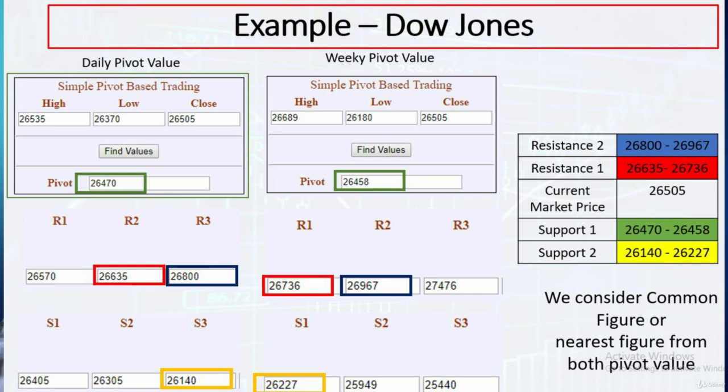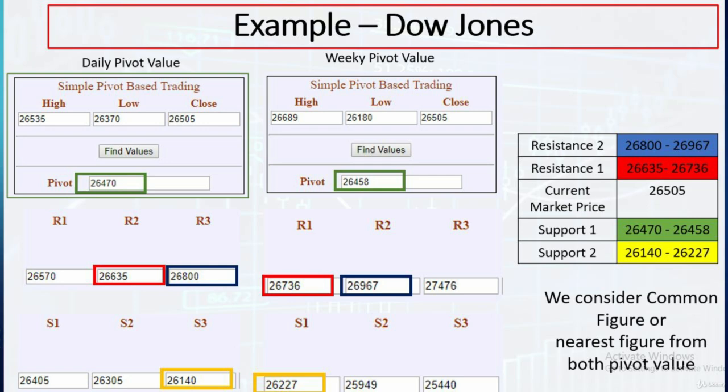In the same way, we can also calculate the weekly pivot points with the help of the previous week's high, low and close. The pivot point for the weekly is 26,458, and the calculator also provides you the projected resistance and support. Now the current market price is 26,505, which is the past day's closing.